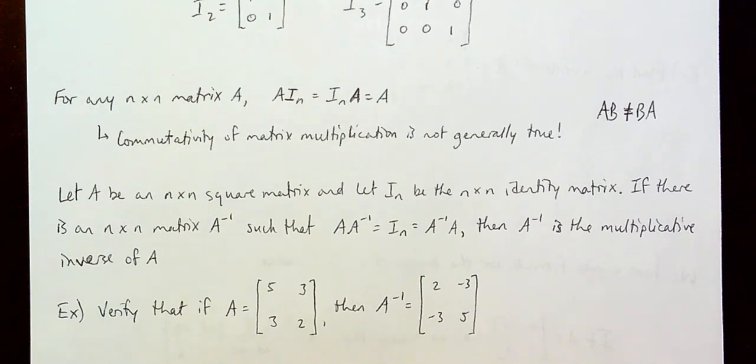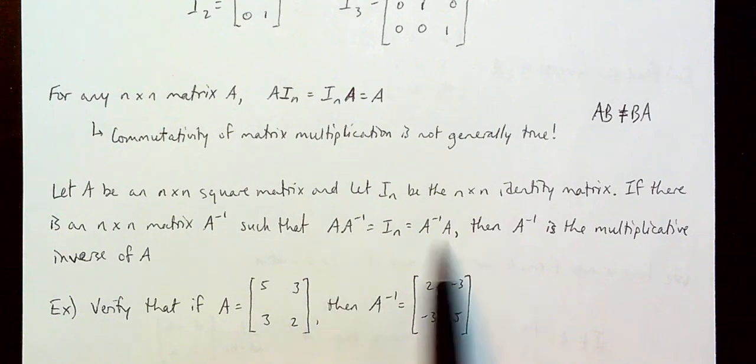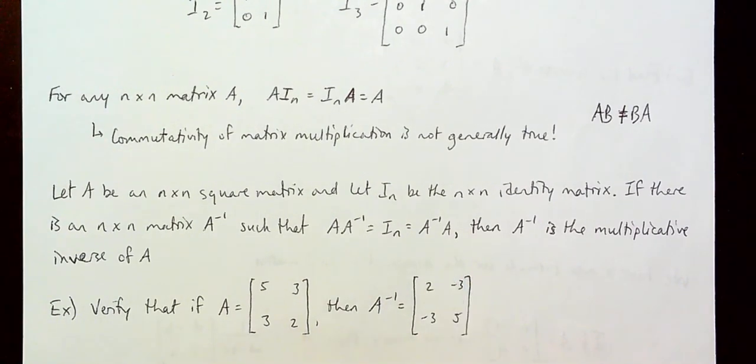Certain n by n matrices, if they have a particular property, which we'll get to a little bit later on in this chapter, then there is this multiplicative inverse for that matrix. And we verify that it's the inverse by doing both of these calculations here: A times A inverse, and then A inverse times A. And if both of those give us the identity matrix, then we're good.